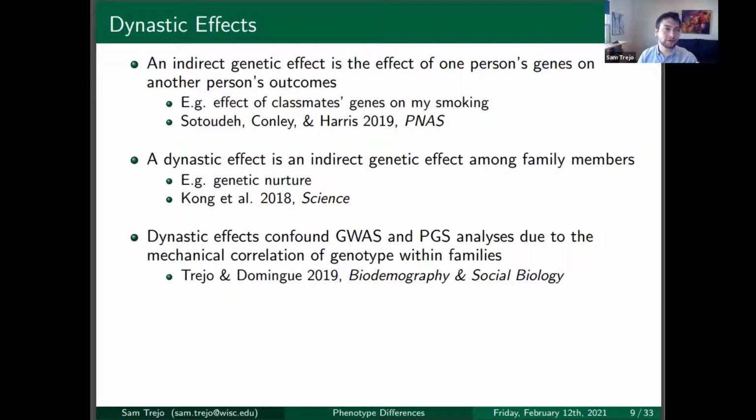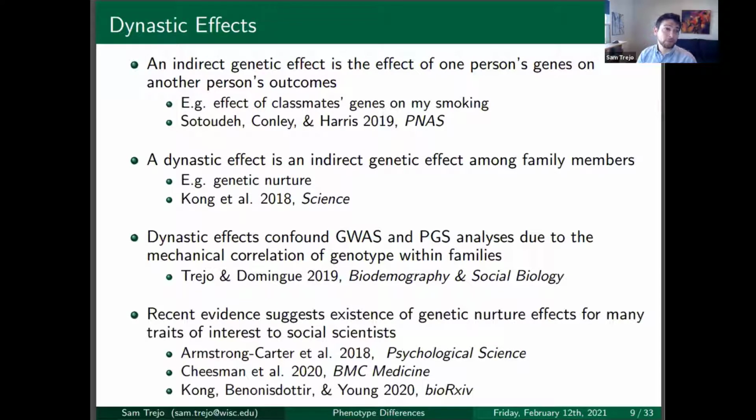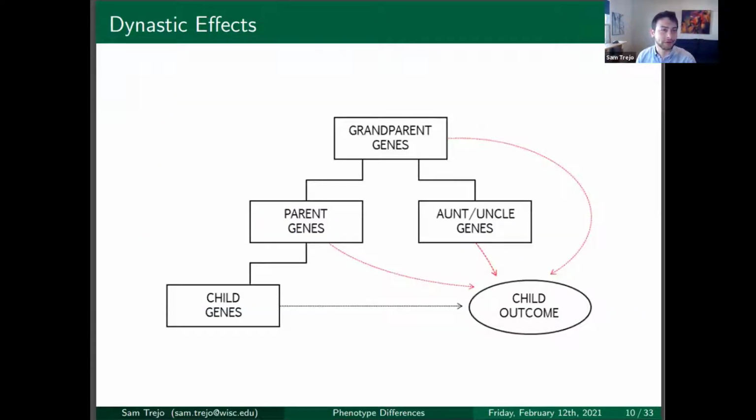And so the issue is that dynastic effects, like genetic nurture, confound GWAS and polygenic score analyses due to the mechanical correlation of genes within families, right? So you're going to pick up some of the true direct genetic effect, and you're also going to pick up some of the dynastic effects. There's recent evidence suggesting the existence of genetic nurture for many of the traits that social scientists are interested in: educational development, socio-emotional development, mental health, physical health. So my prior is that genetic nurture exists in a lot of cases. Here's a DAG that gives the idea of dynastic effects.